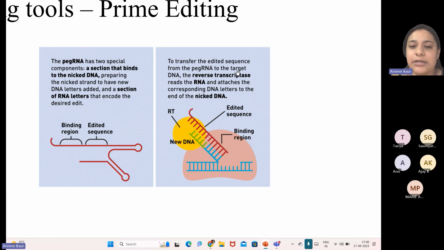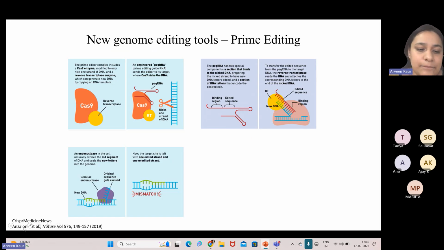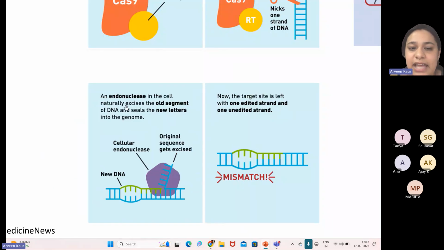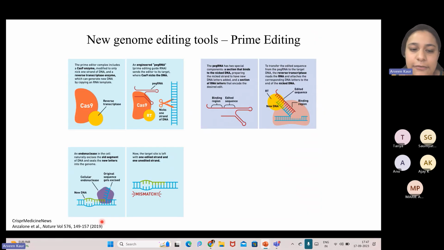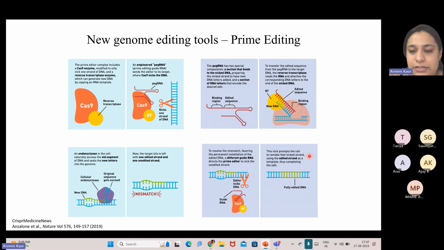Now, to transfer the edited sequence from PEG RNA to the target DNA, the reverse transcriptase reads RNA and attaches the corresponding DNA letters to the end of the nicked DNA, right? After this has been added, an endonuclease in the cell naturally would excise the old segment of the DNA and seal the new letters into the genome. Now, once this old segment has been excised, what do we have? We have a mismatch, right? Because the target site is left with one edited strand and one unedited strand.